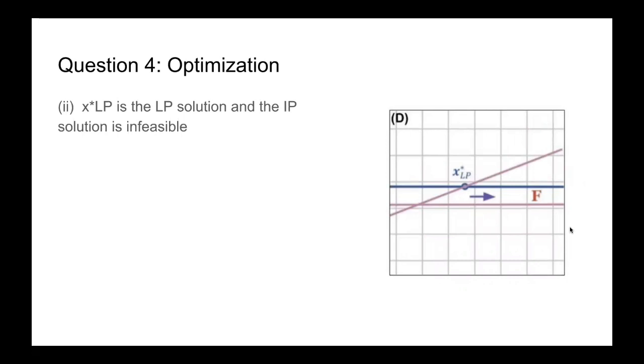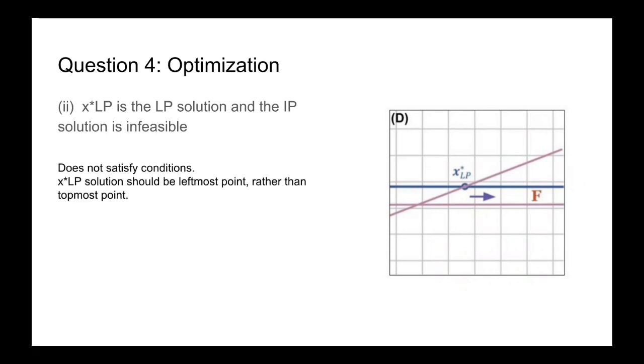And finally, looking at graph D, we're given the feasible region with the cost vector and the LP point. So in this case, this does not satisfy the conditions because the LP point that's given is not the leftmost point, even though our cost vector is pointing to the right. And so in order to minimize the objective, we would select the leftmost point, which means that this LP solution is not optimal.